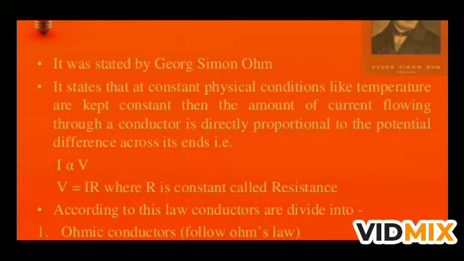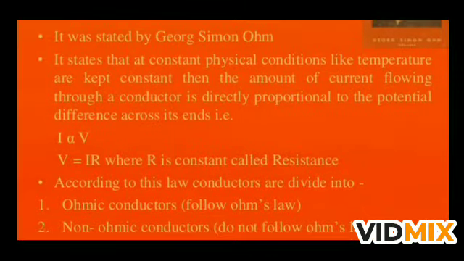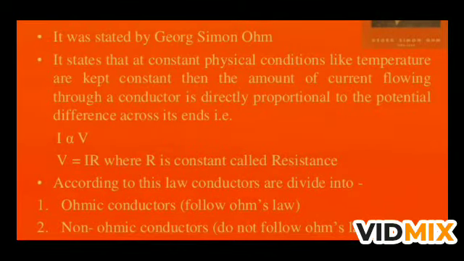Means if you keep all the physical conditions constant, like temperature and pressure, and if you keep a conductor and you apply the potential difference, then the current will flow proportional to the potential difference. Means as you increase the potential difference, the amount of current also increases. So I is proportional to V, or we can say V is equal to IR. R is the proportionality constant.